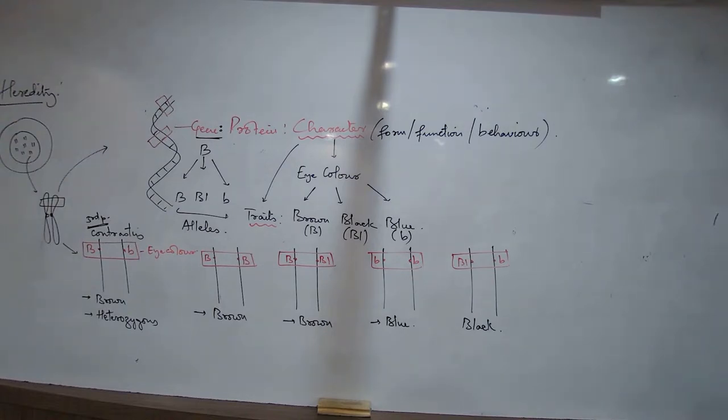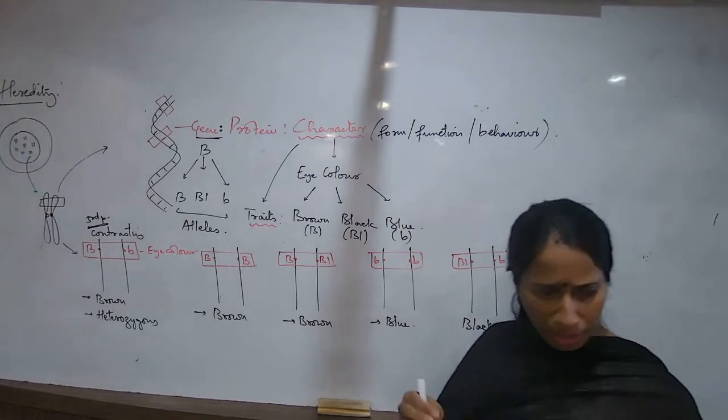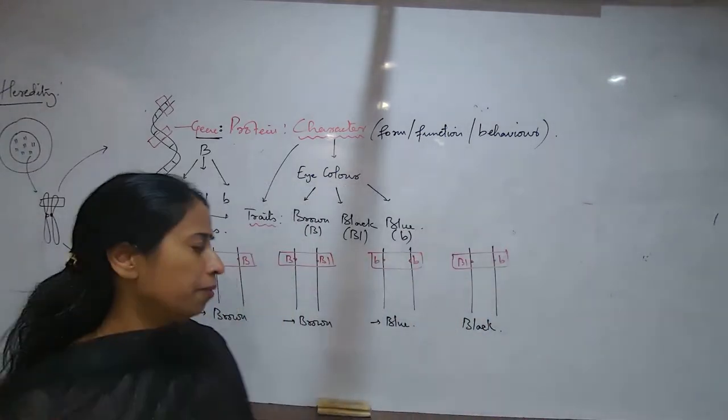Some people have two different colors. That is again mutation, absolute changes in the DNA molecule. That is different, that's an abnormality rather. That's not the normal eye color. So here in this topic, we are only talking about the normal conditions. A little bit about the abnormal mutation conditions also we will learn.